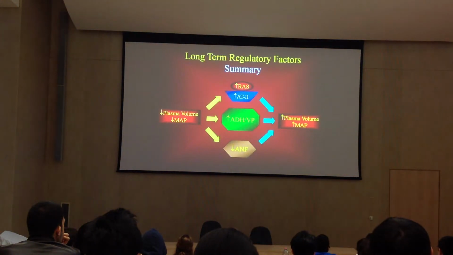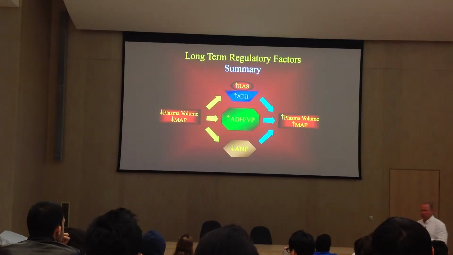However, if you go everything backwards, what happens? If there is an increase in plasma volume, what happens to the activity of the renin-angiotensin system? Decreases. What happens to the activity of the ADH? Decreases. What happens to the activity of the ANF? Decreases. So you are getting rid of it.